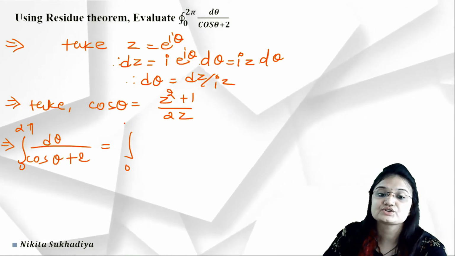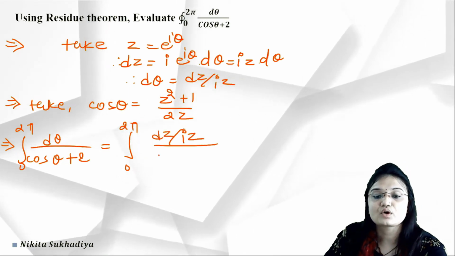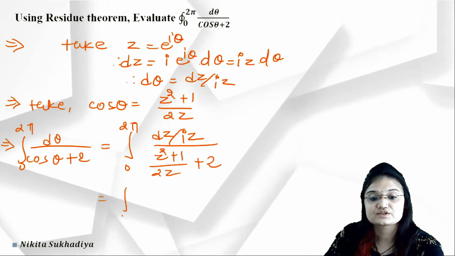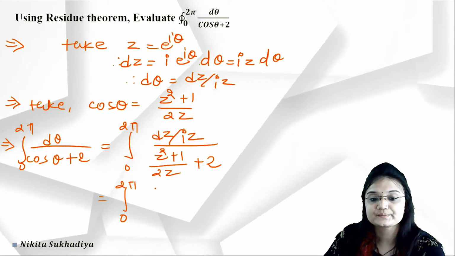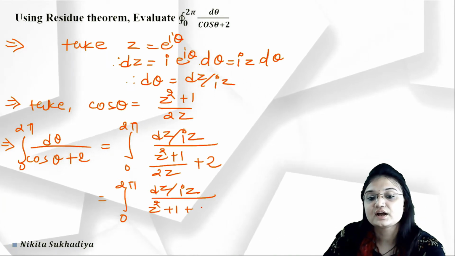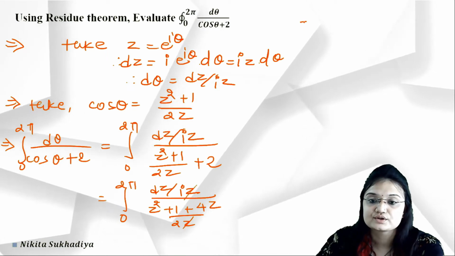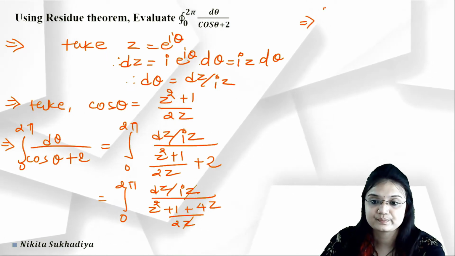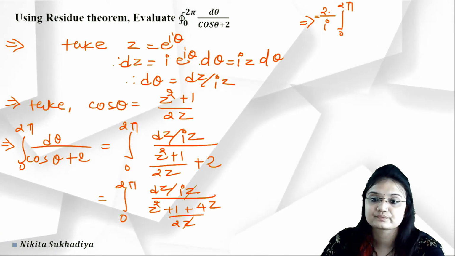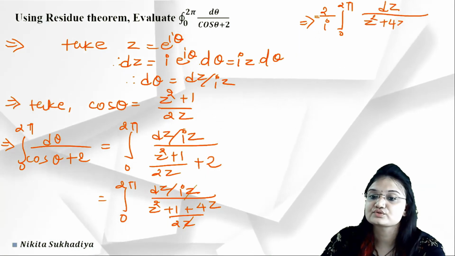So this will become integration from 0 to 2 pi, this will become dz upon iz. And here we have cos theta, so that is z square plus 1 upon 2z plus 2. Okay, so this will become integration from 0 to 2 pi dz upon iz and divide by z square plus 1 plus 4z upon 2z. So this z cancels out, so we will get 2 upon i integration from 0 to 2 pi dz upon z square plus 4z plus 1.